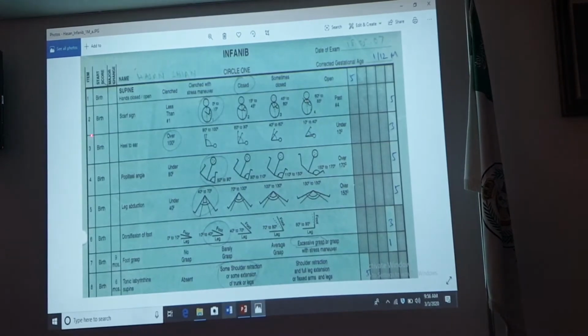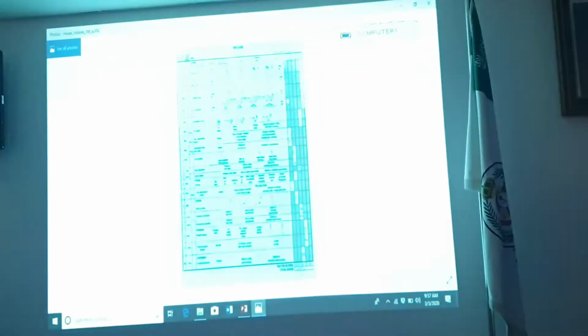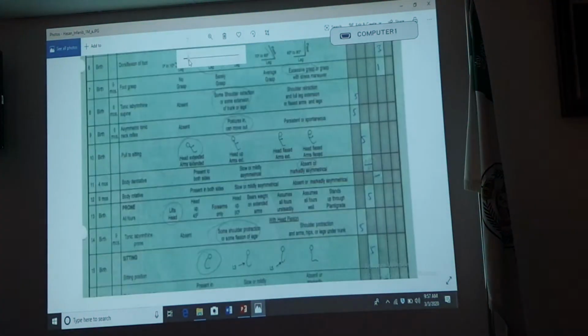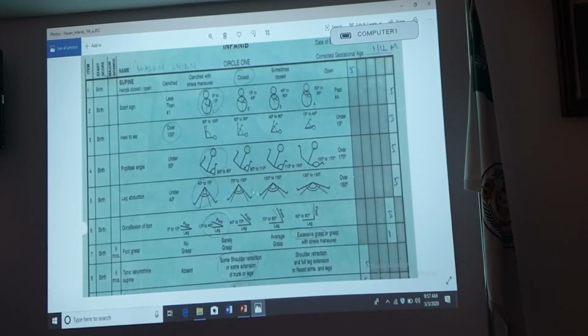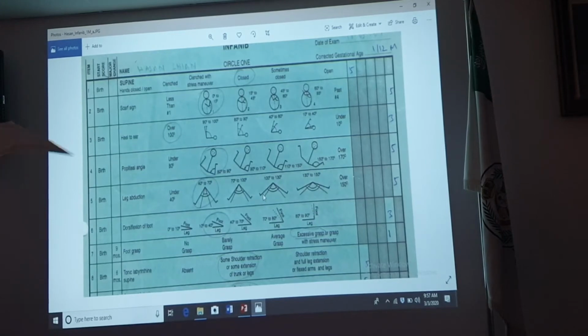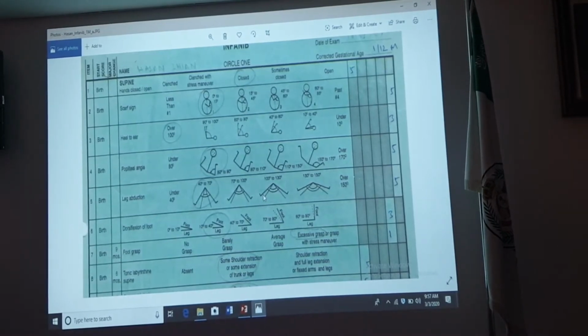Okay. Third item, that is heel to ear. What you do is, the child is supine, you will hold at the level of the distal end of the femur and proximal end of the tibia. Not directly the knee. Your finger should cover both the femur and the tibia.